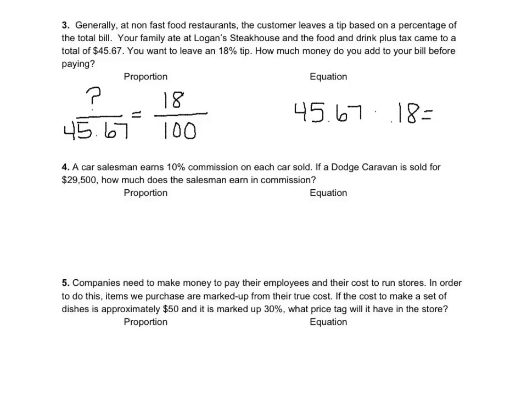And again, this is where our calculators become handy because we can just plug that multiplication in. We would find that 18% is $8.22. And again, I'm done because it just said how much money do you add to your bill. It did not ask for the total.